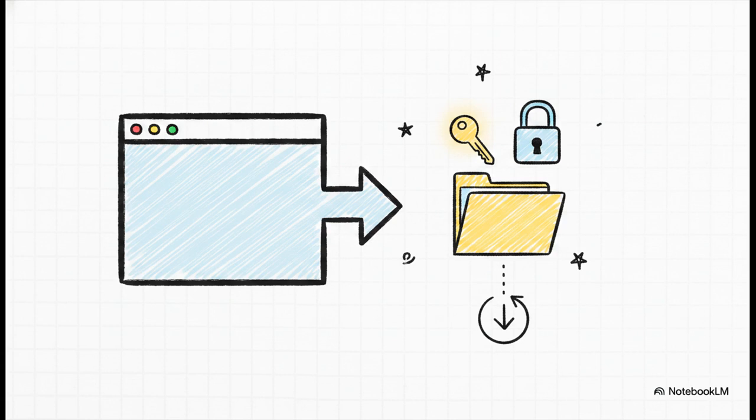The output is then neatly saved to a file named privatekey.pem. And just like that, your mathematical lock and key are officially born.